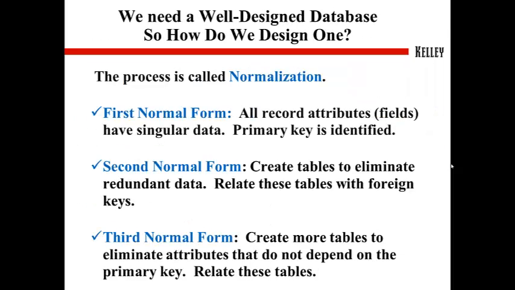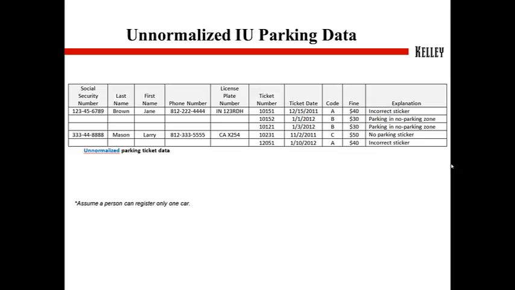So how do we get to a well-designed database? The process is called normalization. We start out with unnormalized data, we go to first normal form, second normal form, and then when we get to third normal form, we can consider that we have a well-designed database. Let's go through the parking tickets example.